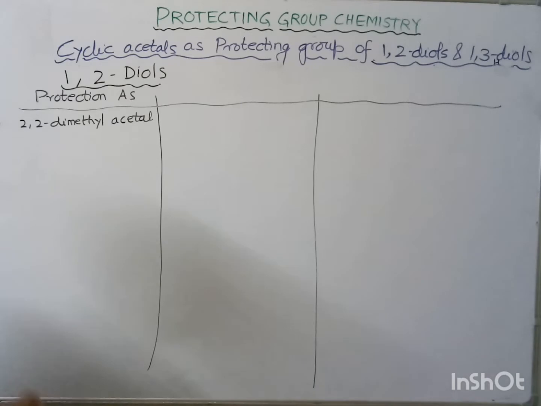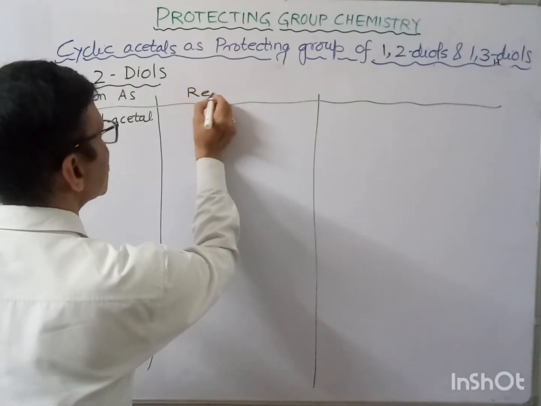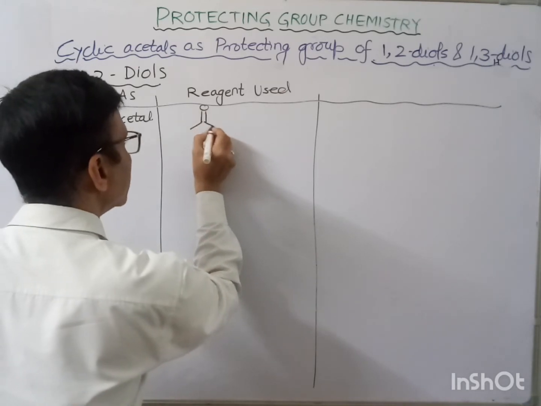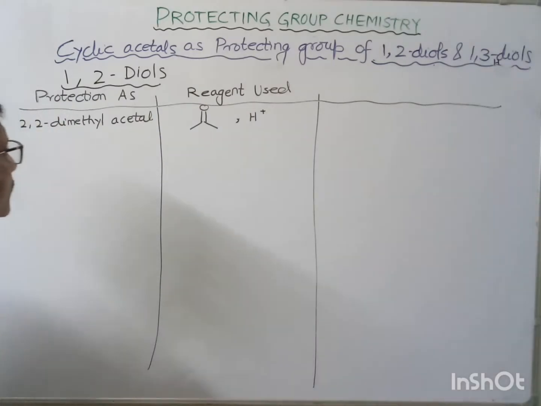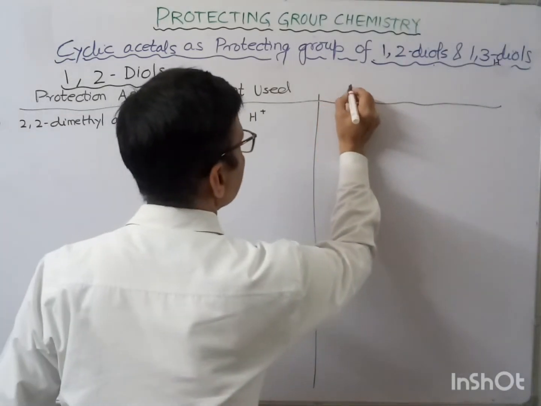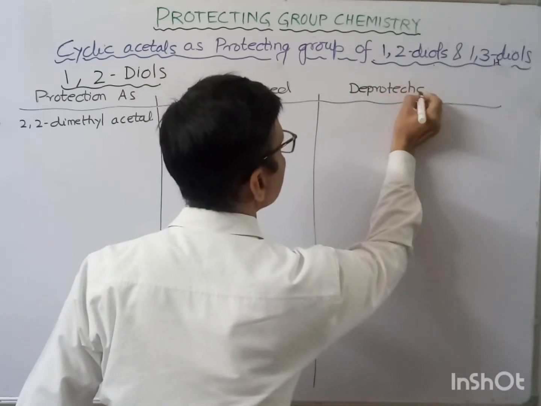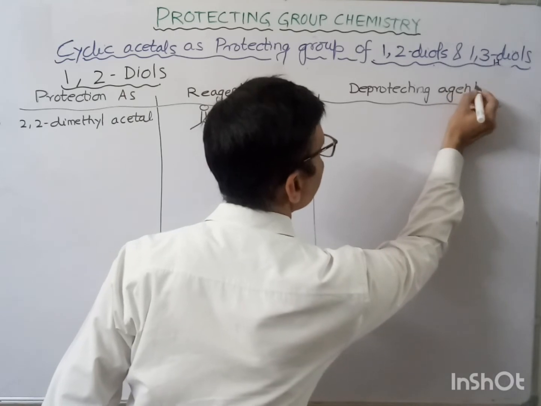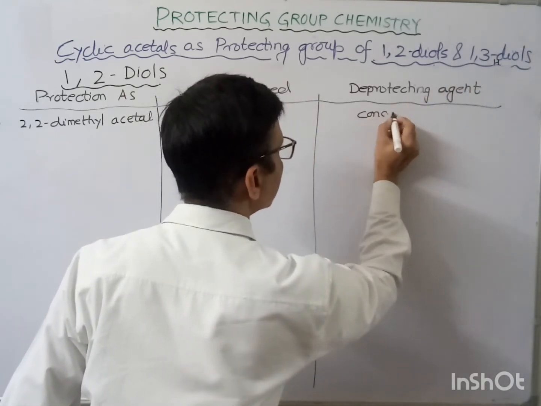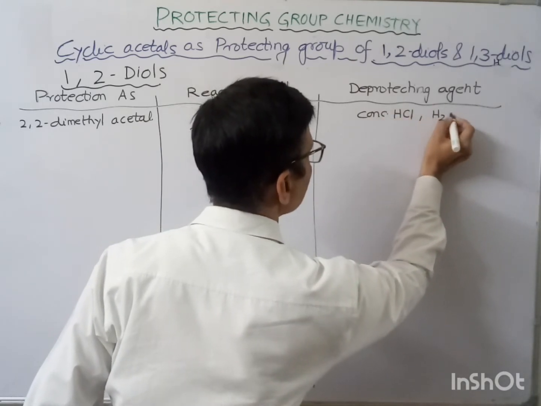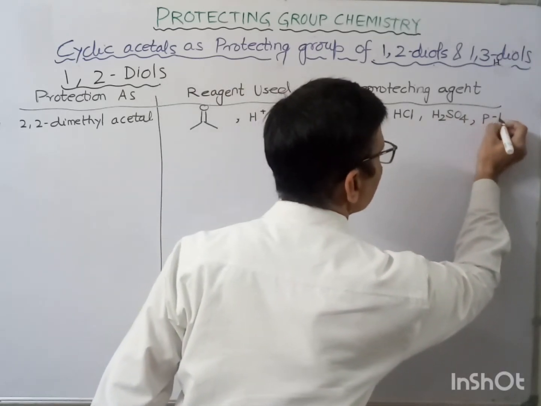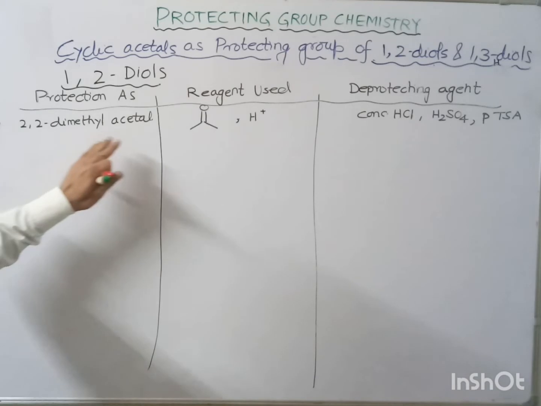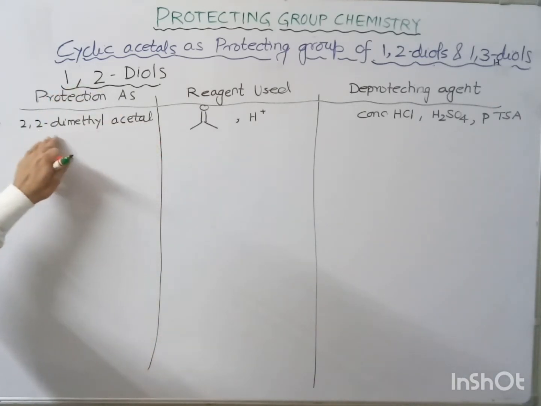So this is given number 1, and for this the reagent used is acetone, in presence of an acid catalyst. Okay, and for deprotecting, we may use concentrated HCl or H2SO4, or we may use para-toluene sulfonic acid, PTSA. So this is one of the ways, and that 1,2 diol can be converted into 2,2 dimethyl acetal.